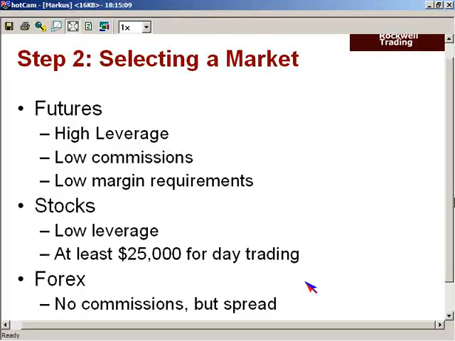Now the first step, or this is actually step 2, what you want to do, you want to select a market that supports your goals. So what are the 3 main markets that we have here? We have the futures markets, we have the stock markets, and we have the forex market. Now on the futures and in the stock markets, we also have options. So you could trade derivatives.